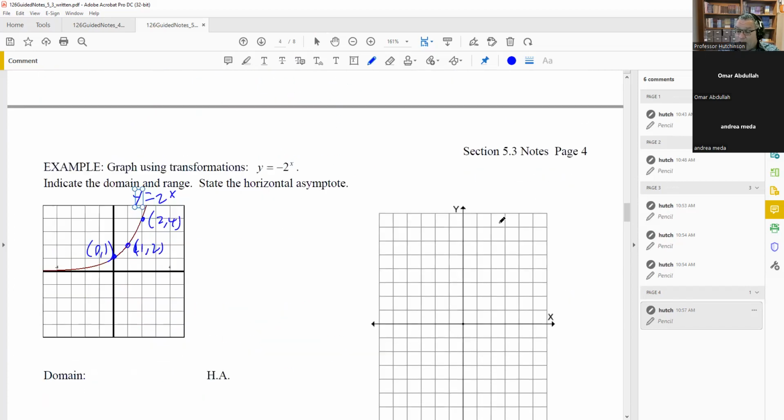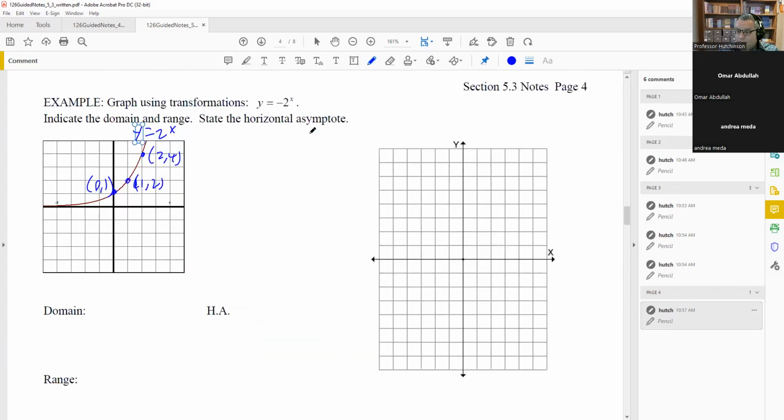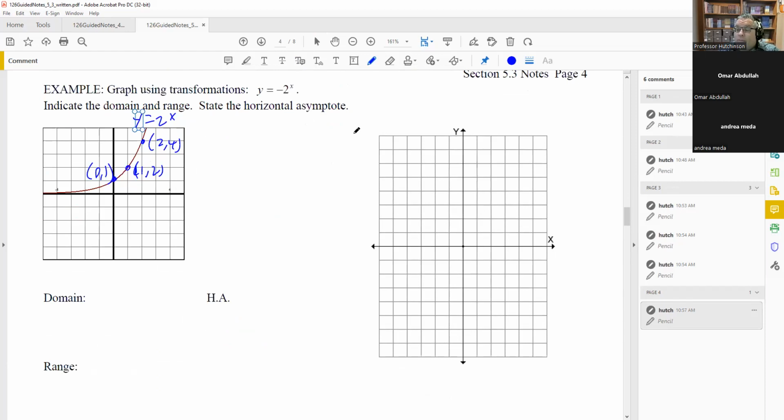But this time we have a negative that's in front of the exponent or in front of the base. We have it out front. A negative out front is going to flip the graph over the x-axis. So instead of all these y values I have on my key points being positive, they're all going to turn negative. So I'm going to have 0, -1. I'm going to have 1, -2. And I'm going to have 2, -4.